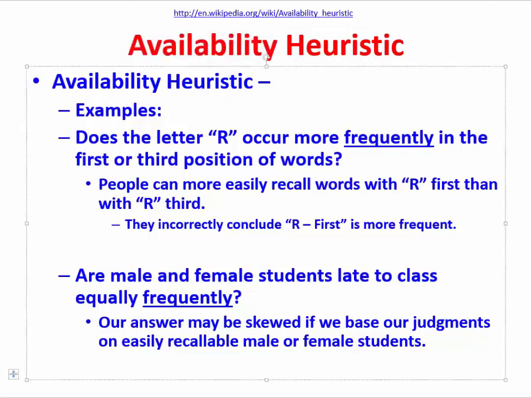Here's one more example that might help you. And this is an example again of the availability heuristic. When people are thinking about the dangers associated with travel, people will often think that flying in an airplane is more dangerous than driving in a car.